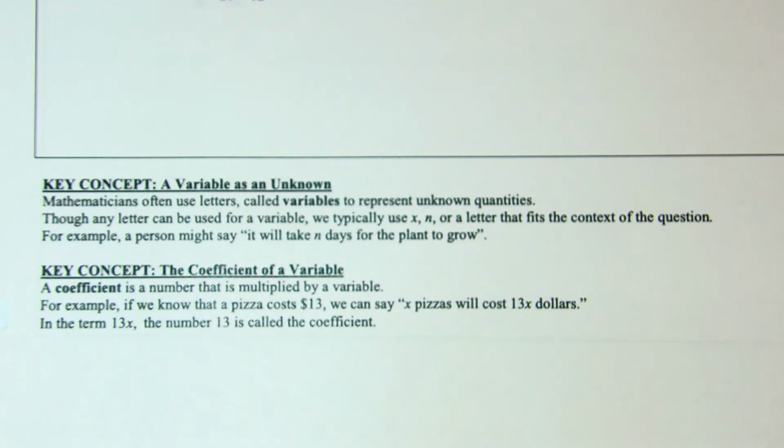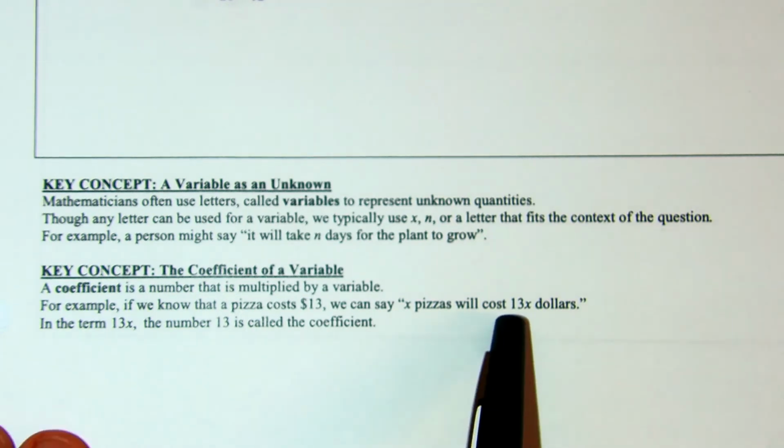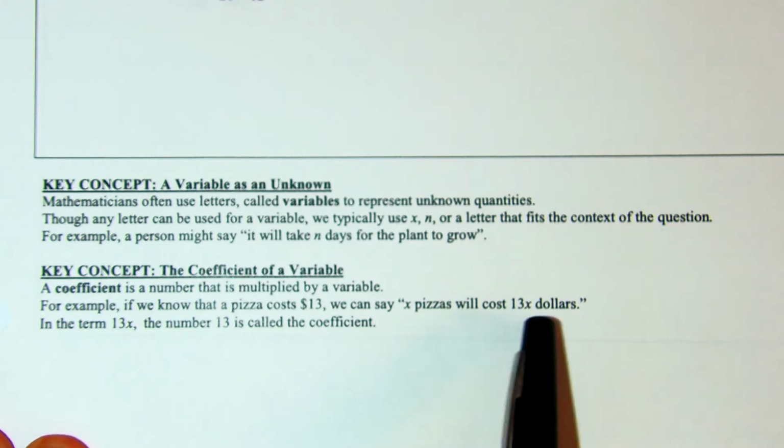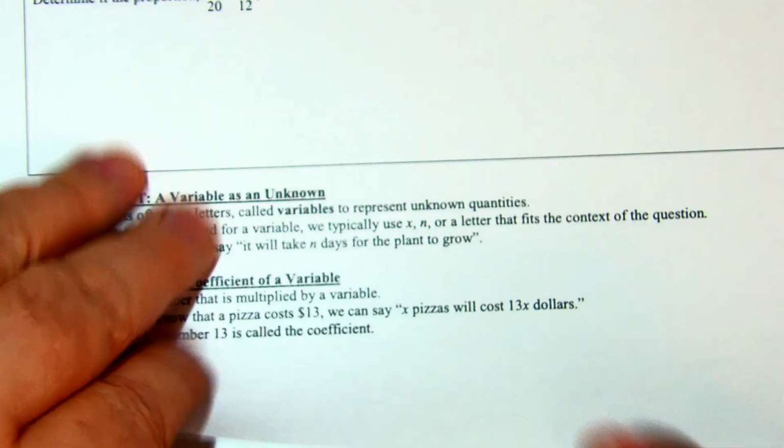So sometimes we know one part of it and we don't know the other. And the part we know we call the coefficient. The part we don't know we call the variable. And they're just being multiplied together. Okay, let's see how that plays out.